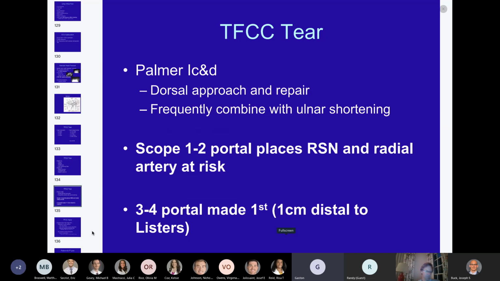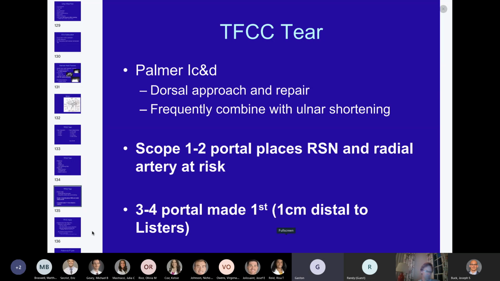When you scope a wrist, things that are at risk. Whenever you see a 1-2 portal or a 3-4 portal, that means it's going between the first and second compartment or between the third and fourth compartment. So if you think about what lives between your first and second compartments, it's your radial sensory nerve and your radial artery. So those are what are at risk.